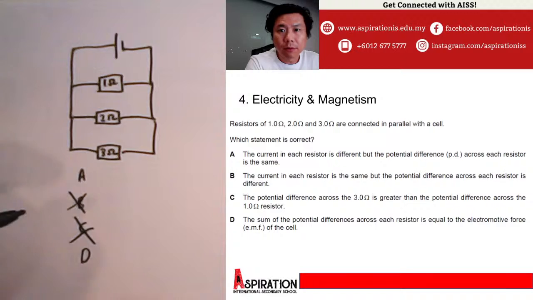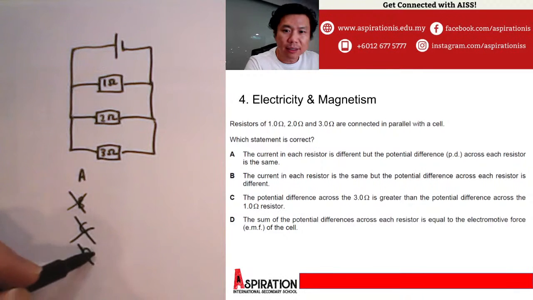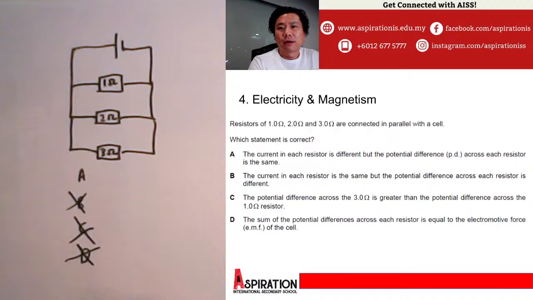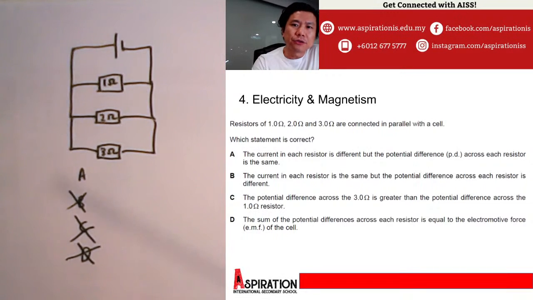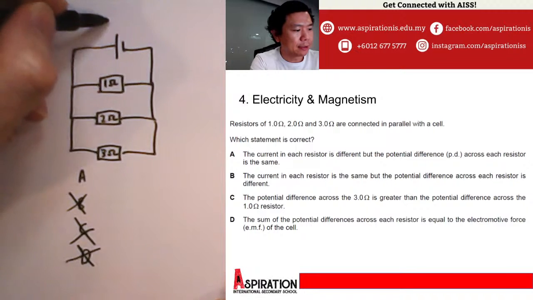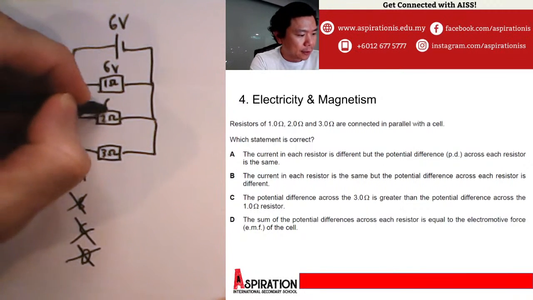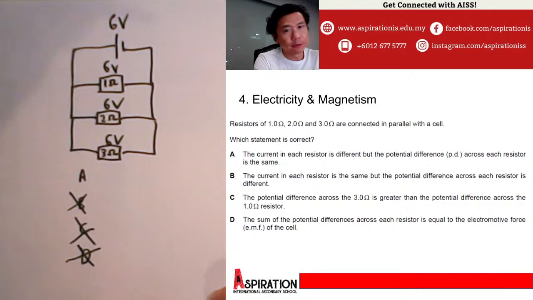And just by reading, you know that D is also wrong, because the potential difference across each resistor is the same as the electromotive force. For example, if this is 6 volts, this will be 6 volts, this will be 6 volts, and this will be 6 volts, right? So definitely D is wrong.